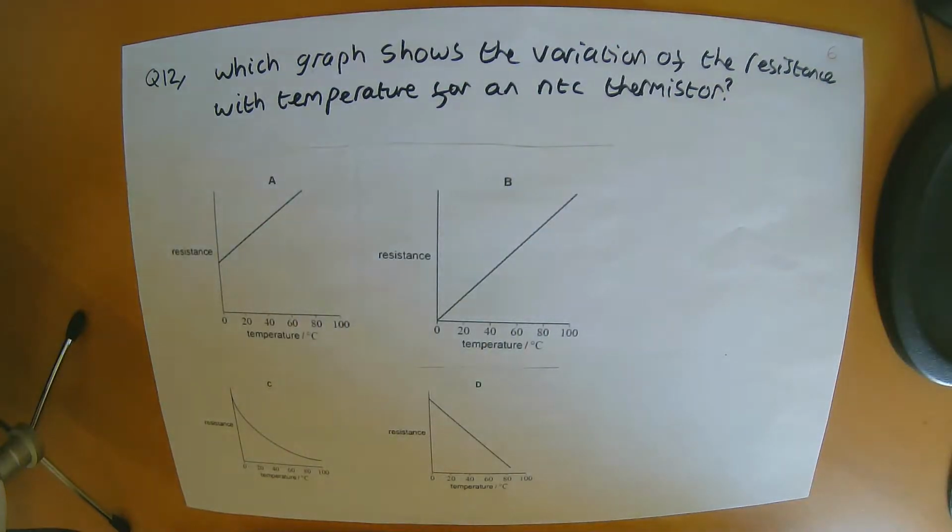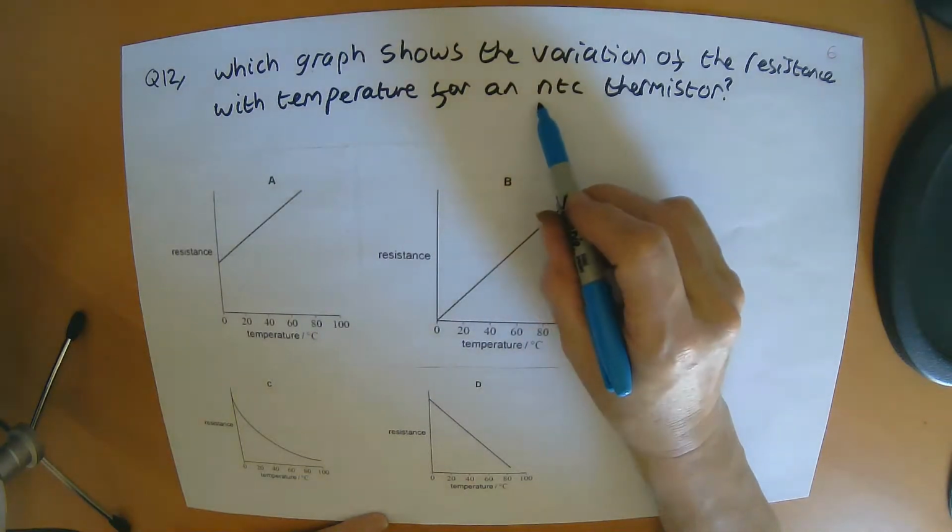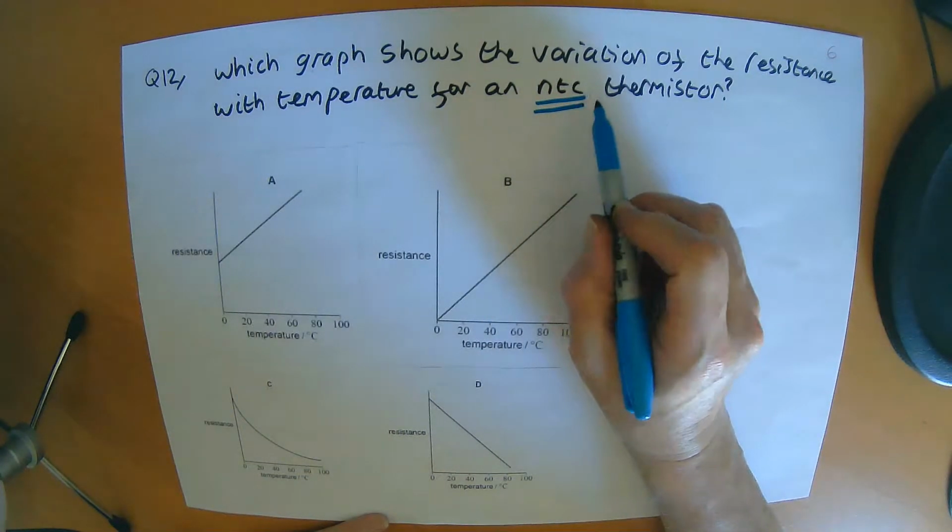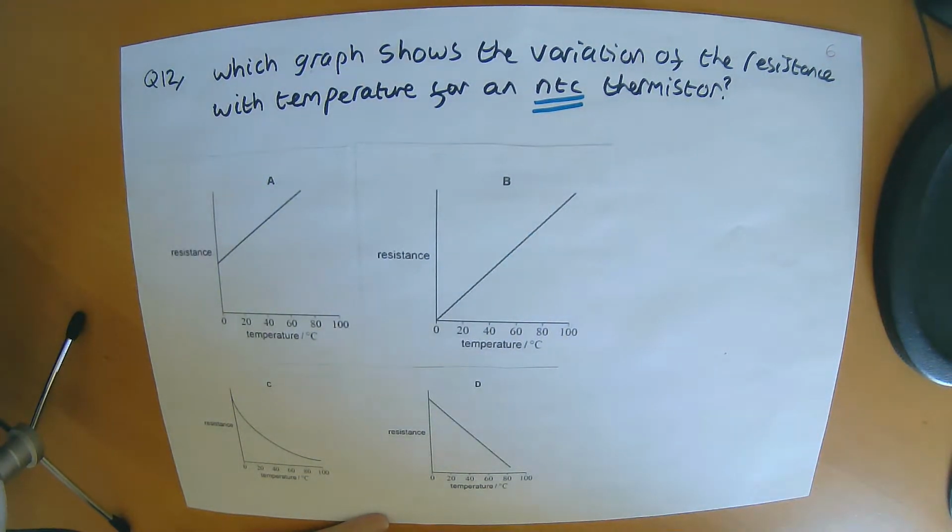This next question is a relatively simple one. We know that the thermistor's resistance changes depending on temperature, and this NTC, negative temperature coefficient, means that as the temperature increases, the resistance decreases. And this rules out both A and B.